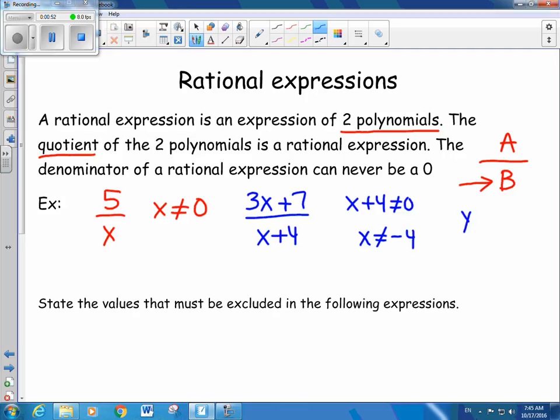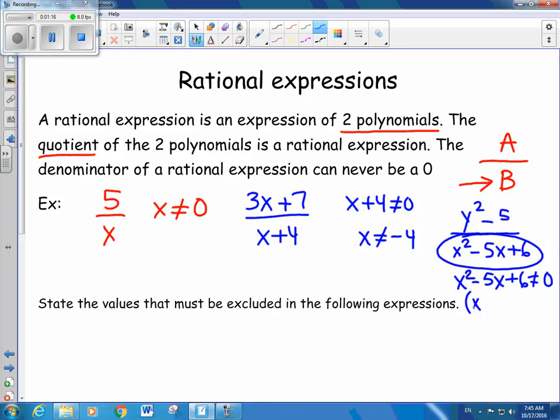If we have something more complex, like x squared minus 5 over x squared minus 5x plus 6, at the bottom here, this expression can never be 0. So we have to really figure out when it is equal to 0. We can factorize. If we factorize, we're going to get (x minus 2)(x minus 3). That can never be equal to 0. So that means x minus 2 cannot be equal to 0, and x minus 3 cannot be equal to 0. So x cannot be 2, x cannot be 3. Okay?